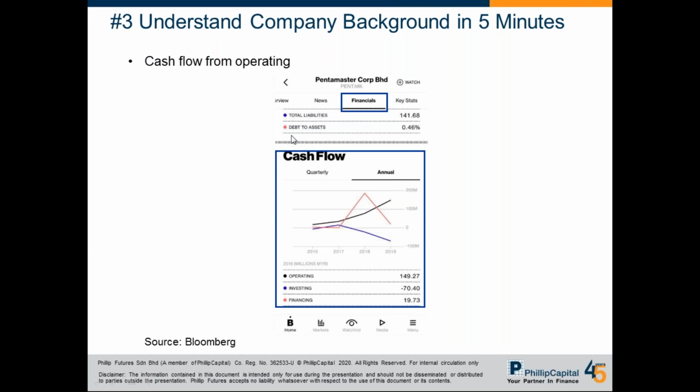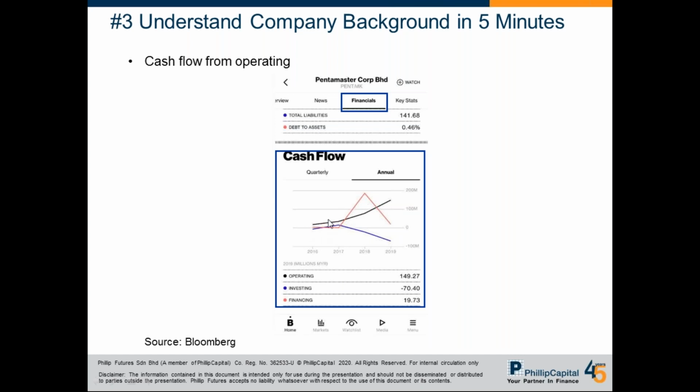So for this one, you go to financial again. Just go back to financial. You scroll down slightly until you see cash flow here. Okay. You go to cash flow. Then there is quarterly and there is annually. You click annually. After you click that, there is this black line, operating. This refers to operating cash flow.